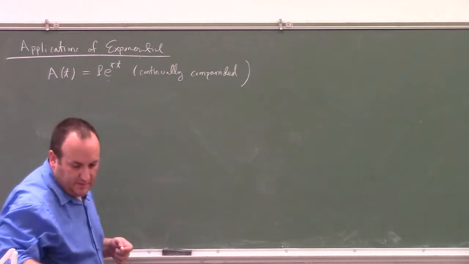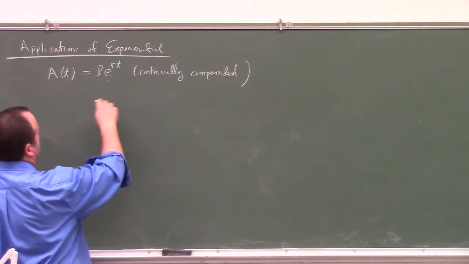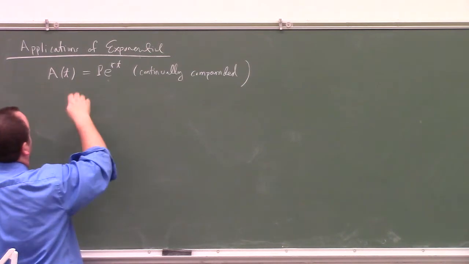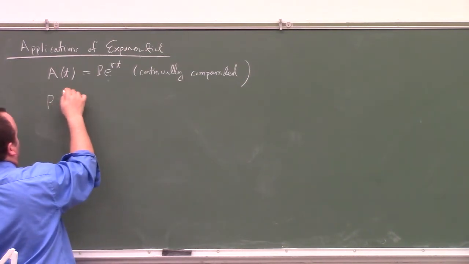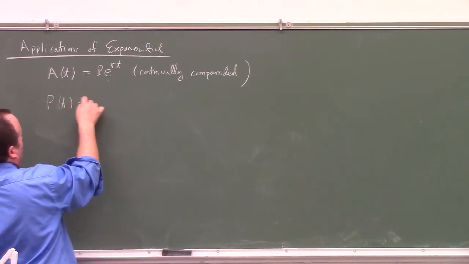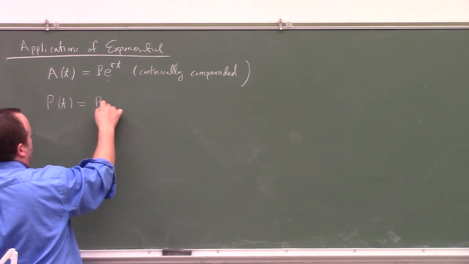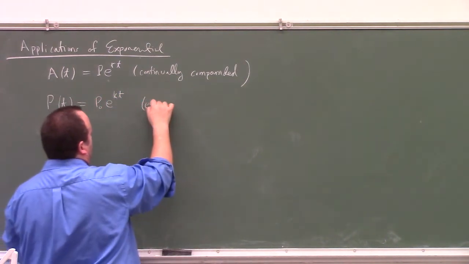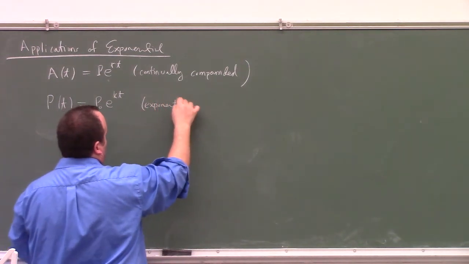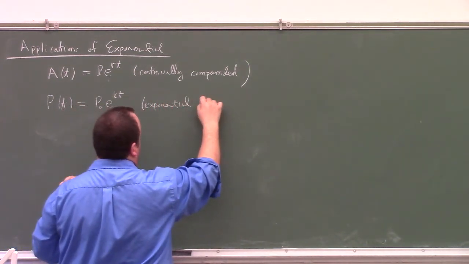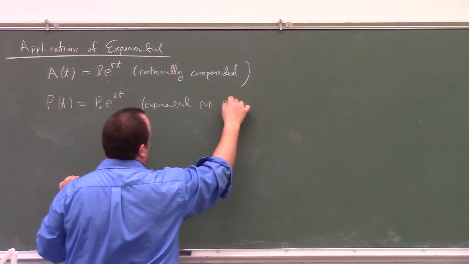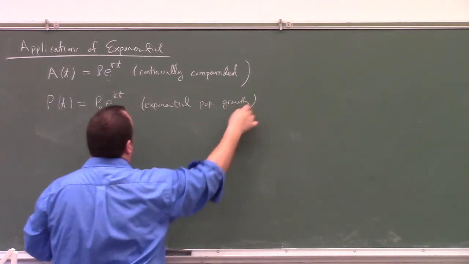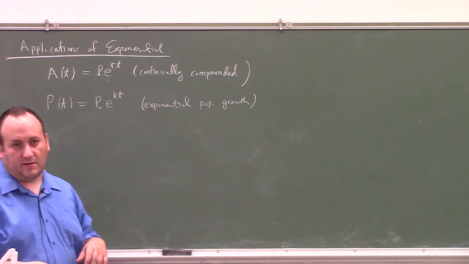Because most of the interesting things, so another example, population growth. Population at time t, we could write the initial population times e to the kt. So this is exponential population growth. That's another place where e to the kt comes up.